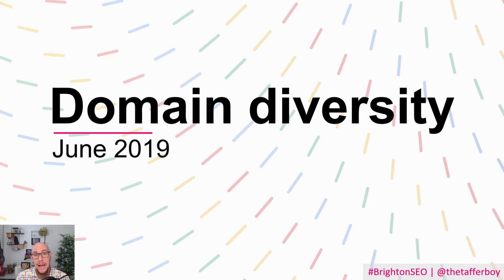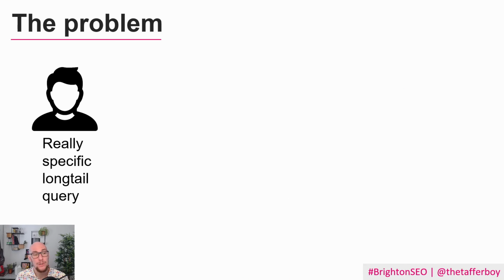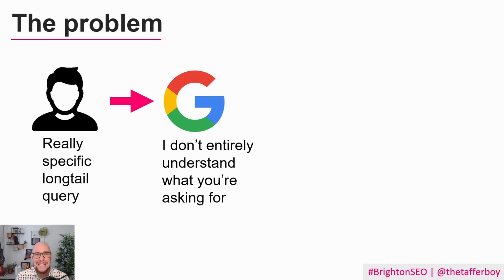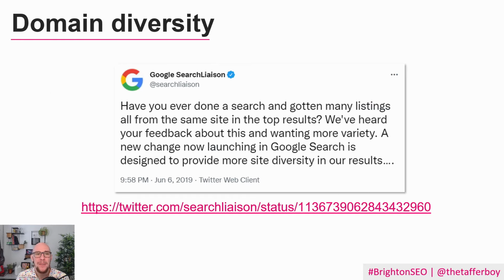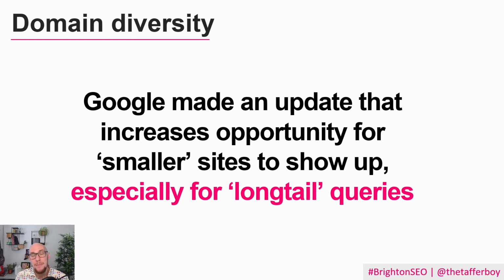So in June 2019, we had domain diversity, and domain diversity came along to fix, I think, primarily a problem whereby, especially for long tail queries, Google wouldn't really understand exactly what it was you were searching for. So they were like, well, here's a bunch of sites that I really trust, and they mentioned something similar, so why don't you look at them? And this actually resulted in an issue of Google ranking the same big sites again and again, sometimes 3 or 4 times in a single SERP. It became so bad that they did this domain diversity update where they essentially said, that's not great, we're just going to patch that for you. So the result was Google did an update that made an opportunity for especially smaller sites to rank for these longer tail queries because there was just more room now in the SERPs.